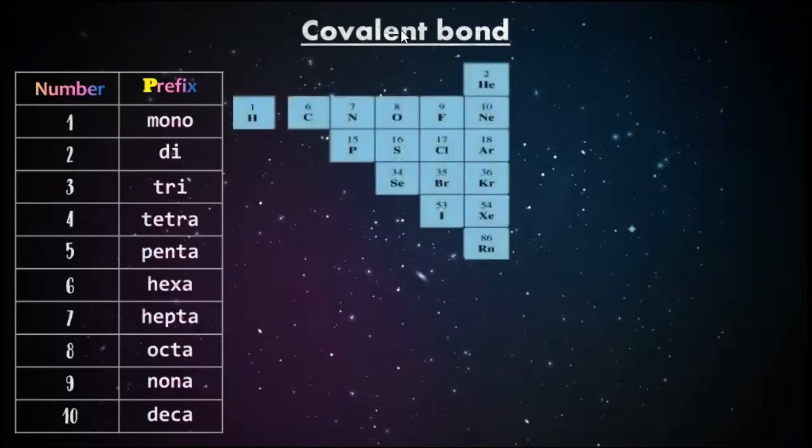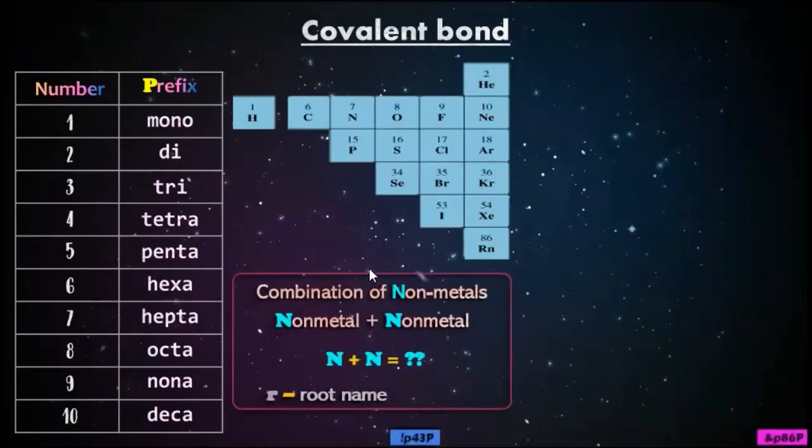I have here the list of nonmetals. I forgot to copy those elements under metalloids because covalent bonding could be nonmetal plus metalloids. I have here the formula: nonmetals plus nonmetals. The answer would be in 2 words. What's the formula for our answer? P stands for prefix.